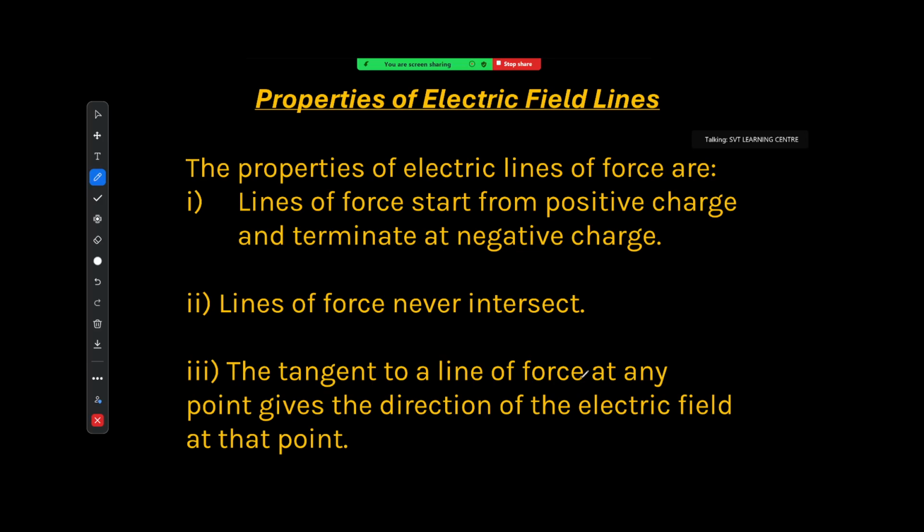Then, the tangent to a line of force at any point gives the direction of the electrical field. So let us say that we have an electrical field line like this, and we take a point here and draw a tangent. We take a point and draw a tangent here. We take a point and draw a tangent here. All of them give you the direction of the electrical field. So let's move on.